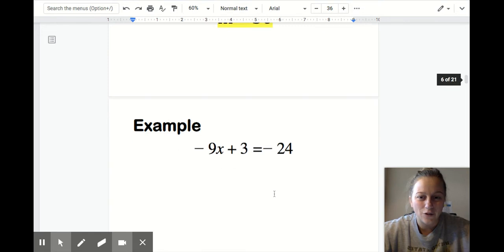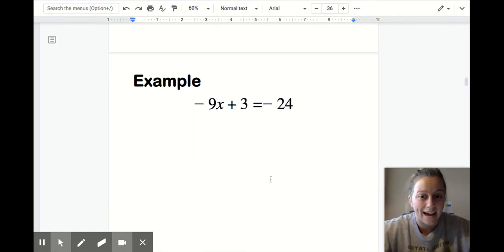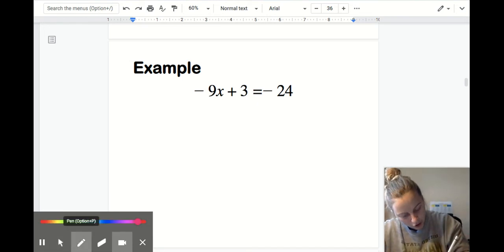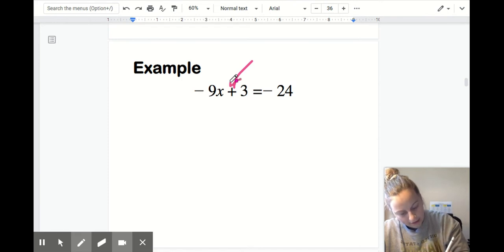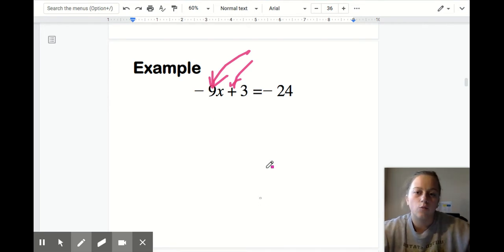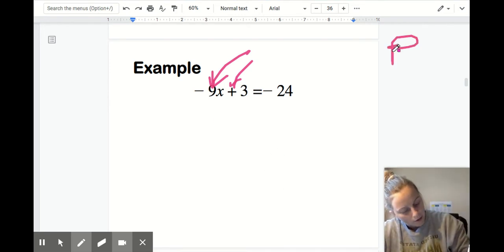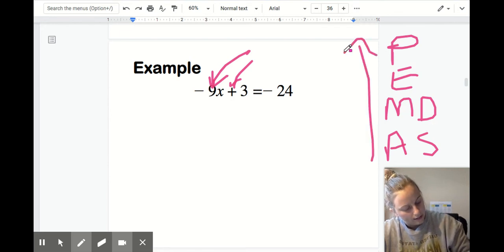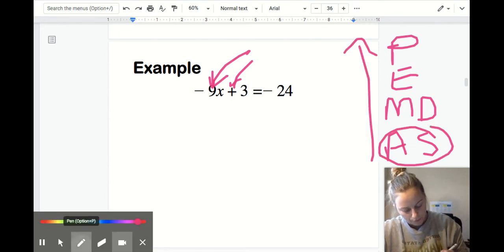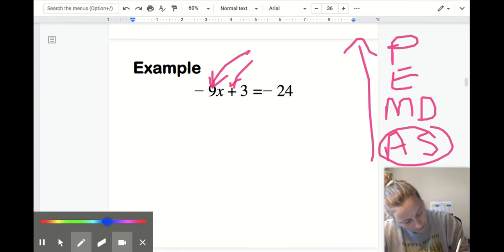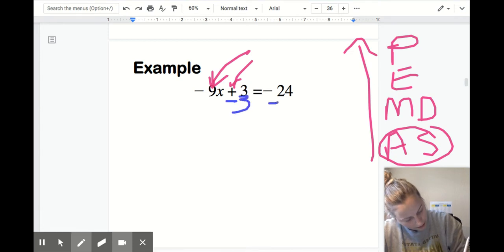All right, so now we're going to have you go ahead. We're going to walk through this one together. So I see here, when I'm looking, I see addition and I see multiplication. So we need to figure out which one of these am I going to get rid of first. Well, remember, we follow the order of operations backwards. So I need to get rid of any type of addition or subtraction first. So I need to get rid of that plus 3. To get rid of a plus 3, I simply minus 3 on both sides.